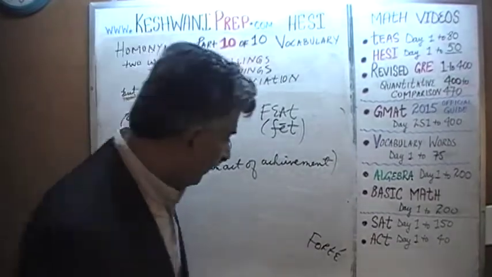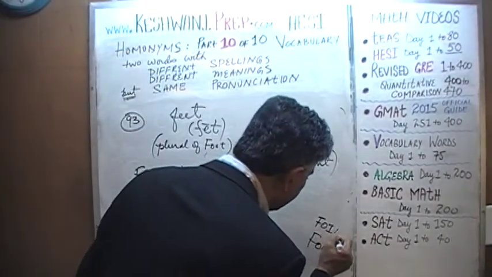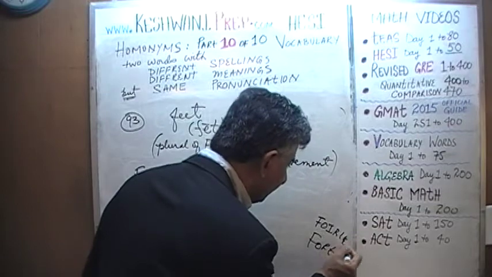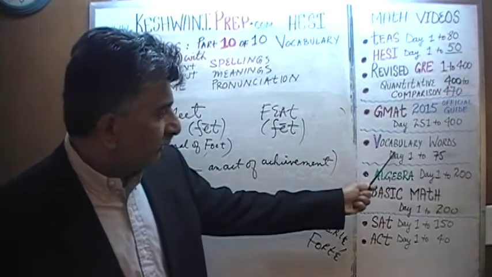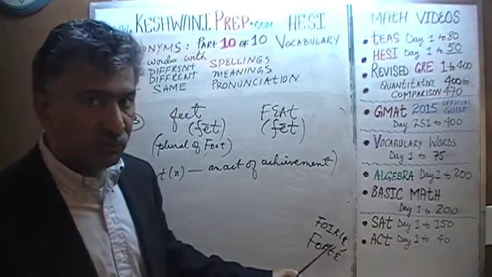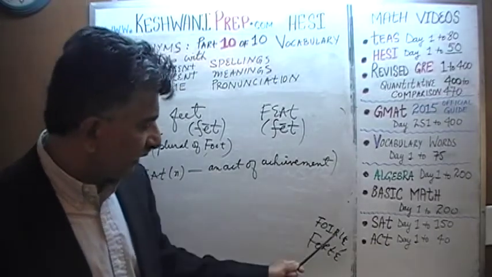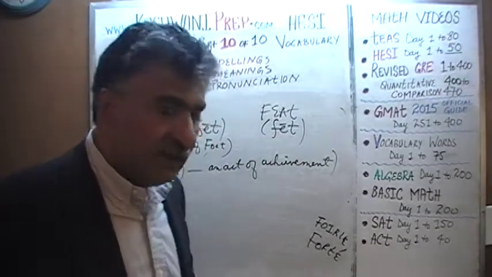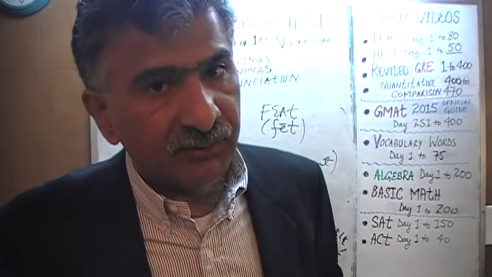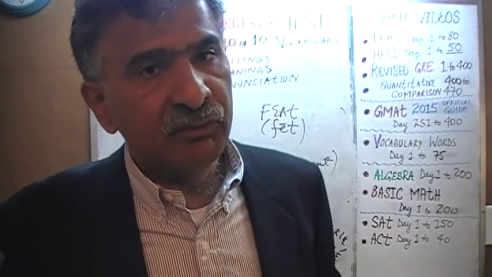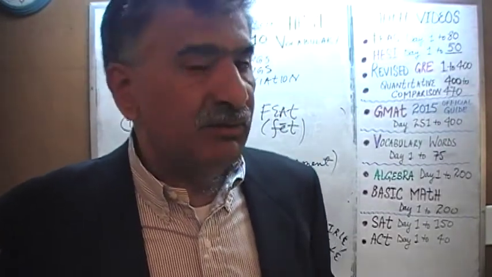We learned the word forte and we learned the antonym of it, foible. We learned both of these words in our vocabulary lessons in day 1 through 75. I just don't know which day right now because I don't have the list in front of me. Forte is somebody's strong point. If you're good at something, you say that is my forte. Music is my forte. Foible is somebody's weak point.